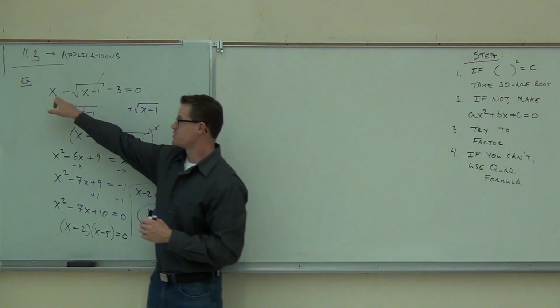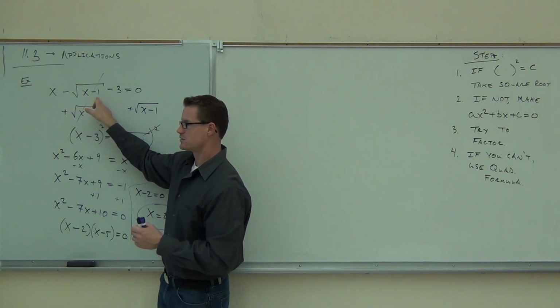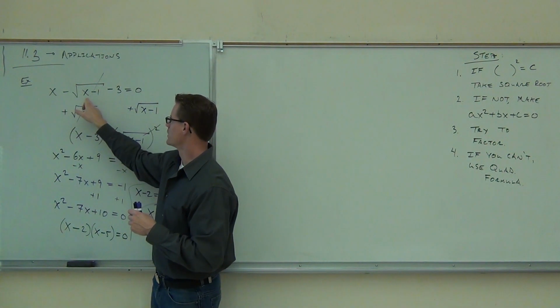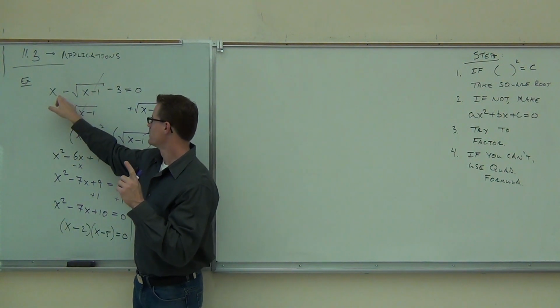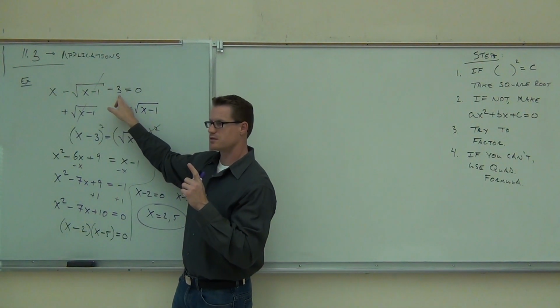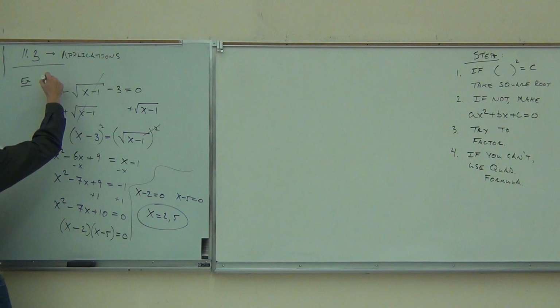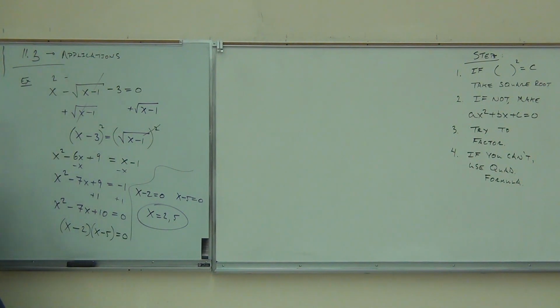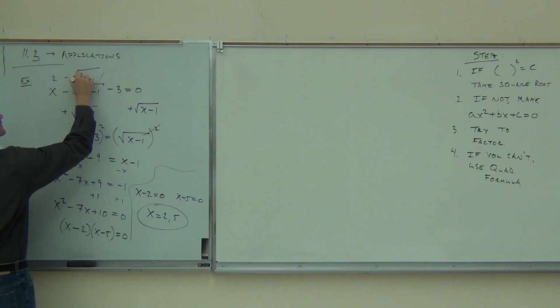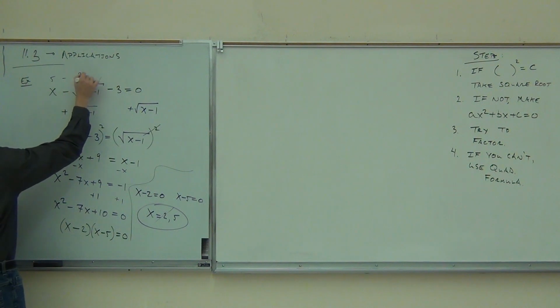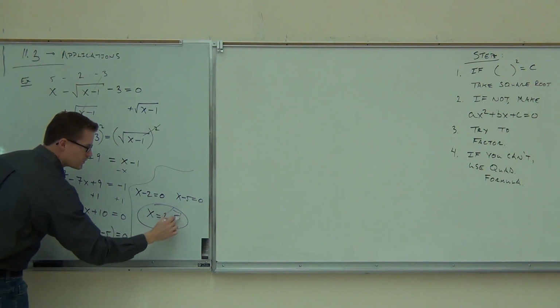If I plug in a 2, I get 2 minus 1 is 1. Minus 3 is 0? No. It doesn't work. 2 minus 1 minus 3, is this equal to 0? No. That one doesn't work. Try the 5. You get 5 minus 2 minus 3. Yes, that one does work. The 5 is the only one that actually works here.